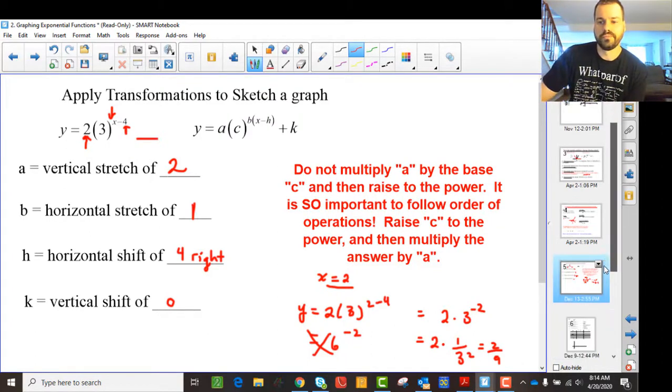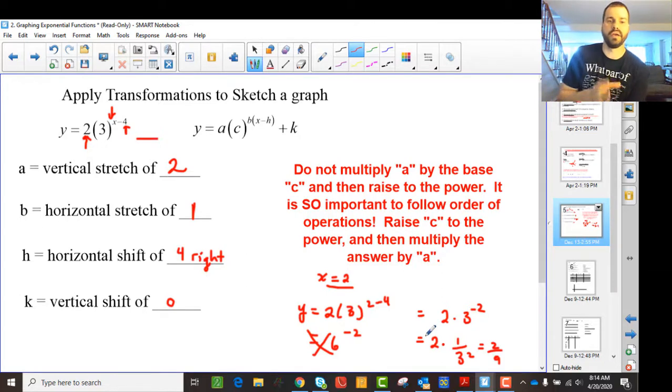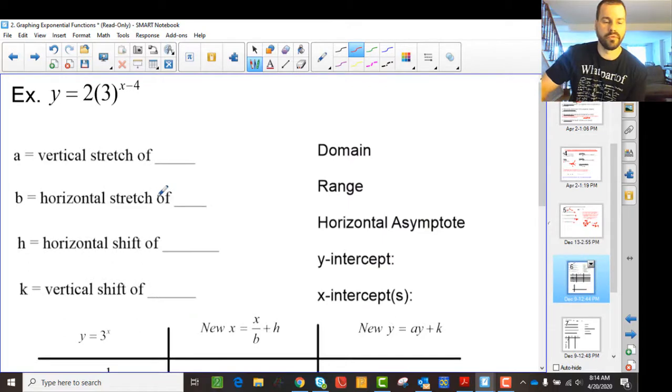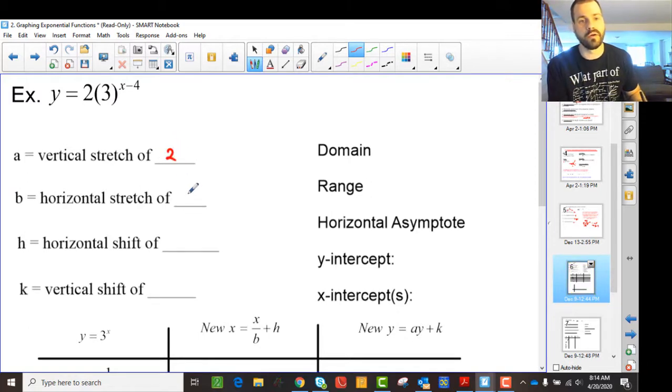So what we want to be able to do with all of this is sketch a graph from an equation, and the way I'm going to do that is by identifying A, B, H, and K, knowing what they do to the graph, and then also using those to identify the horizontal asymptote, and the x-intercept and y-intercept if there are any, and then also draw the graph. So let's go through a whole example. We've already done this part, 2 times 3 to the x minus 4. We already know our 2, our 1, our 4, and then our 0.